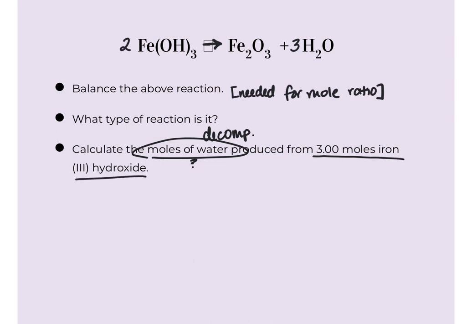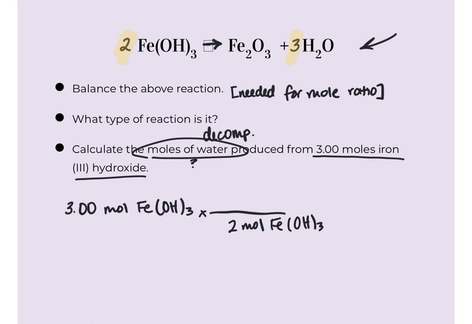The way that I'm going to set this up is I'm going to start with my 3 moles of Fe(OH)3, and I know from my balanced chemical equation up here that for every 2 moles of iron hydroxide, I produce 3 moles of water. So I'm going to be using those numbers in my mole ratio. For every 2 moles of Fe(OH)3, I get 3 moles of water. What this is equal to is 4.5 moles of water. So this is great, awesome, perfect. This is what we learned before.